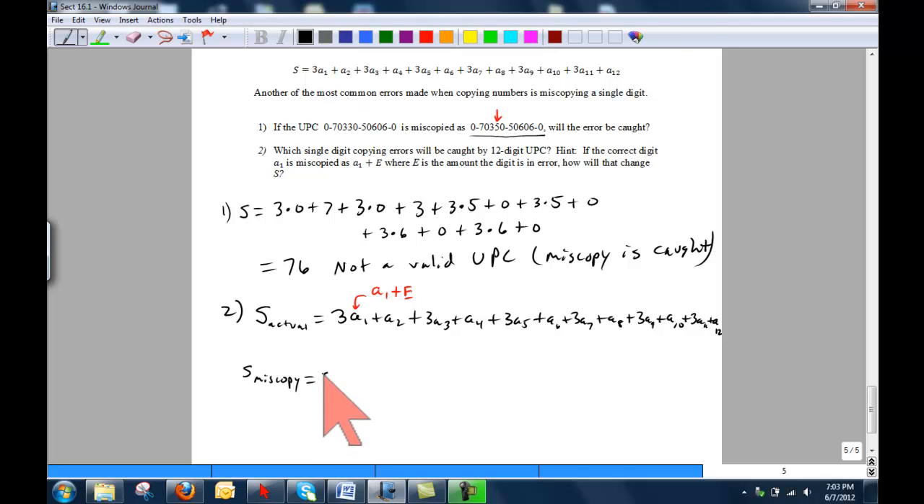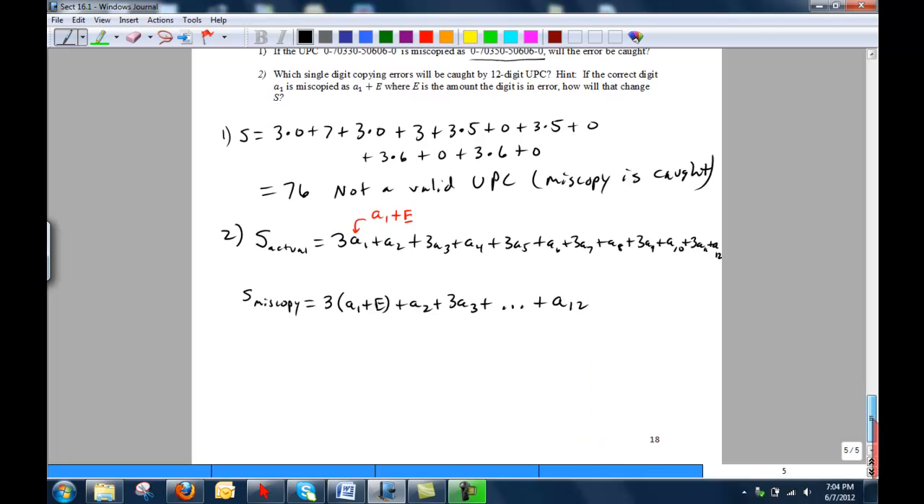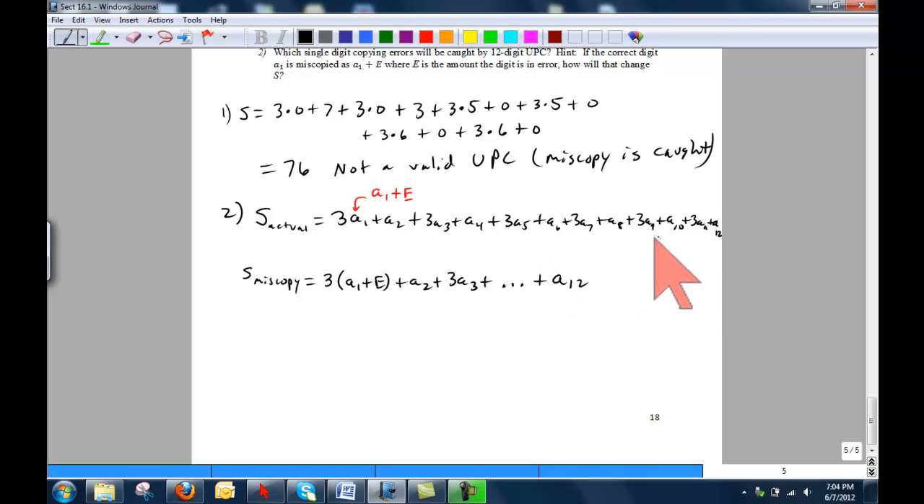So in this case, the computer scanner is going to compute 3 times (A1 plus E) plus A2 plus 3 times A3 plus, and the rest of this is exactly the same as we had before, so I'm just going to put ... plus A12. S actual is divisible by 10. It's a valid UPC. The question then is, for which values of E is this or is this not a valid UPC?